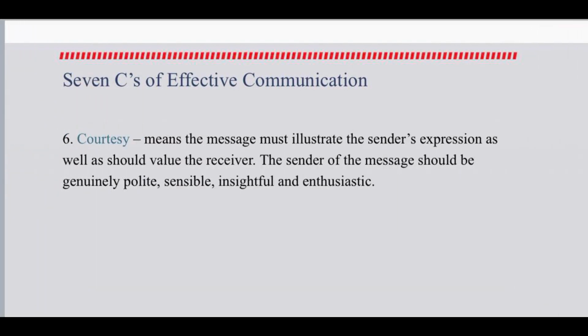And number 6 is courtesy. It's all about using good manners jud na kung mag-deliver kag mga words sa imong audience, dapat maging polite jud.